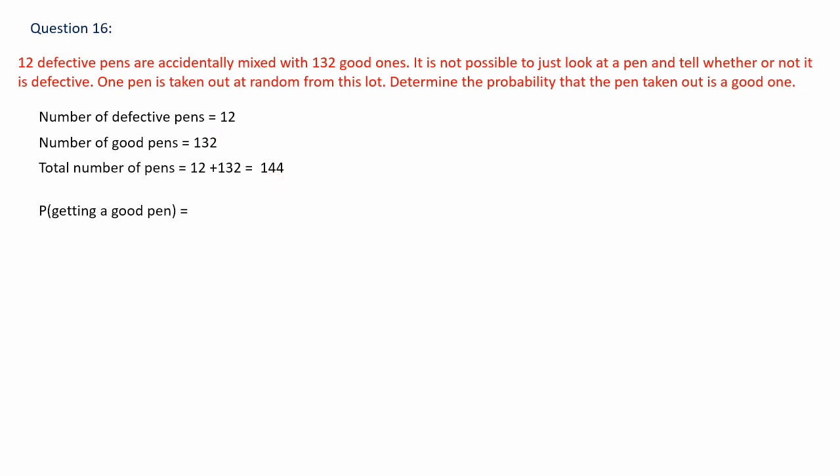Probability formula, let's recall it. Favorable number of outcomes divided by total number of outcomes. So 132 divided by 144. Here when you cancel with 12, you will get 11, because 12 ones are 12, and the balance is 1 out of 13, again 2, so 12 one time, so 11. And 144, if you cancel with 12, it will go 12 times because 12 into 12 is 144. So 11 divided by 12 is the required probability.